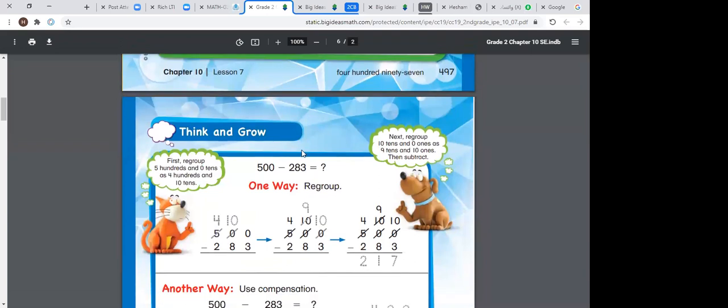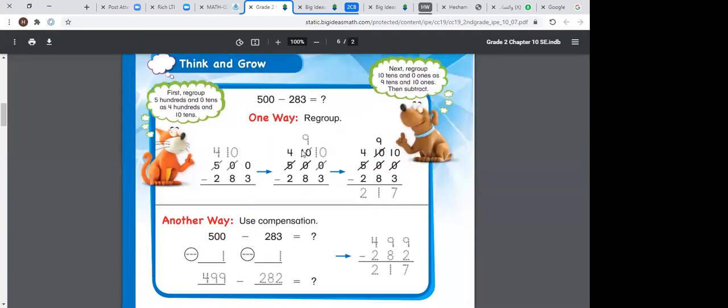We have this example, grade 2, 500 minus 283. Let's start by ones. 0 minus 3 can't be. Now 0 will go to this 0 and say, 0, please help me. 0 will say, I don't have anything, I'm sorry. Now 0 will go to 5 and say, 5, please help me. Now 5 becomes 4, 0 becomes 10. Now this 0 will go to 10 and say, 10, please help me, you are rich. Now 10 becomes 9 and the 0 becomes 10.